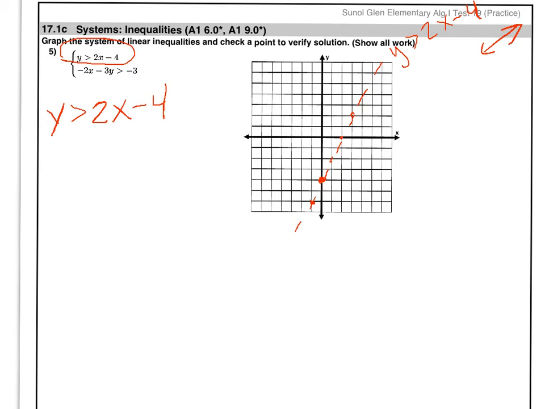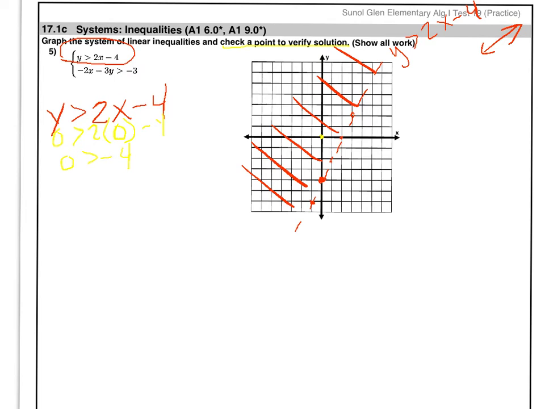instructions really carefully, it says check a point to verify solution. Okay, so I'm going to check a point for my shading first. Okay, and my shading needs to go up. So I'm going to check this point right here, 0, 0. If I plug in 0, 0 to this problem, I get 0 is greater than 2 times 0 minus 4. 0 is greater than -4. Is that true? Yes, which means that this problem needs to be shaded in this upward direction. Okay, or this line needs to be shaded in the upward direction.